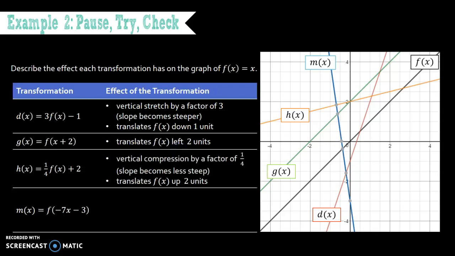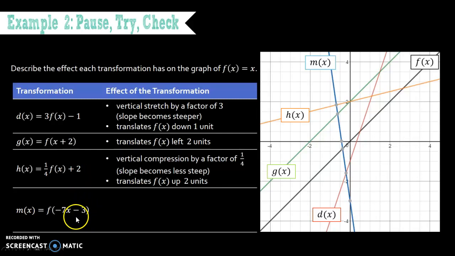H of x, that's the orange one, has 2 things going on. I've got this multiplication of 1/4. It's a vertical compression by a factor of 1/4. My slope is becoming less steep. I also have this plus 2 hanging on the end. That's a vertical translation up 2 units.